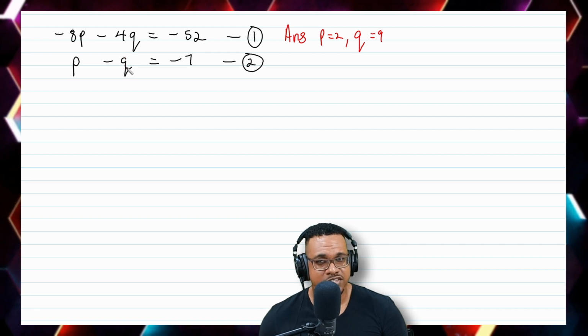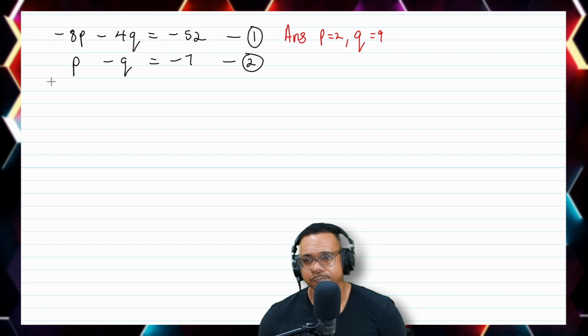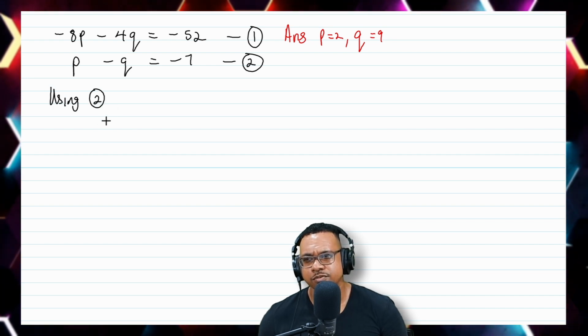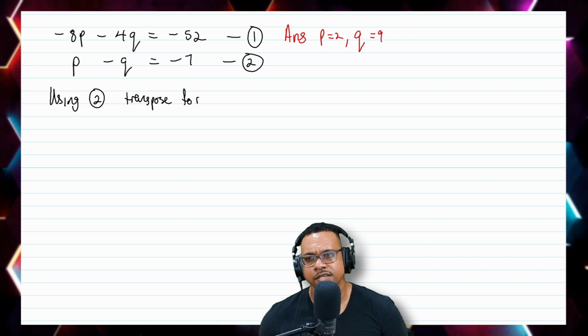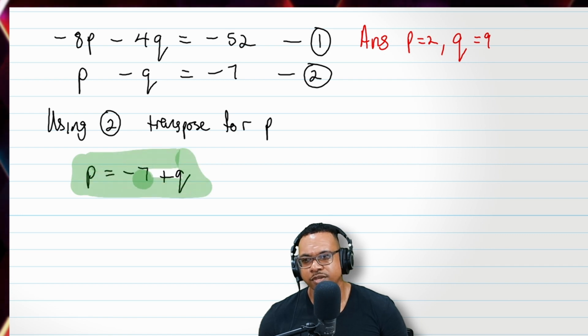Now the easiest equation to work with is equation 2. So I can simply transpose for p. Using equation 2, we're going to transpose for p. That's the easiest one. So that means carry the negative q across to the positive q. So I'll have p is equal to negative 7 plus q. And this I will call my equation 3.